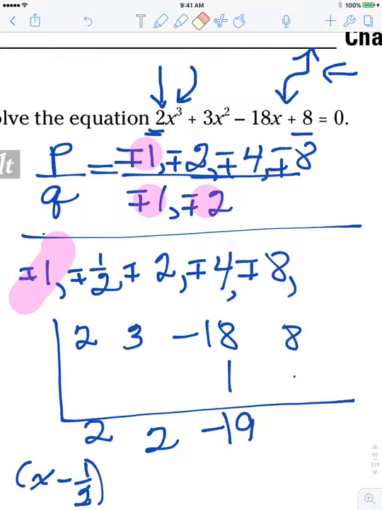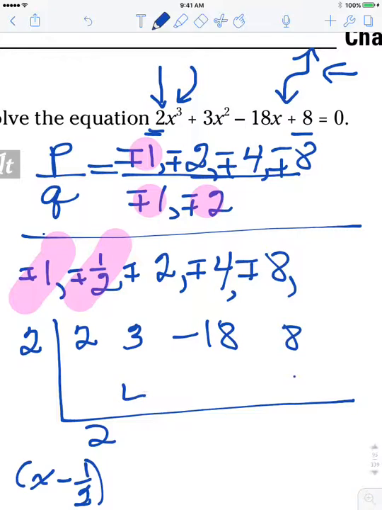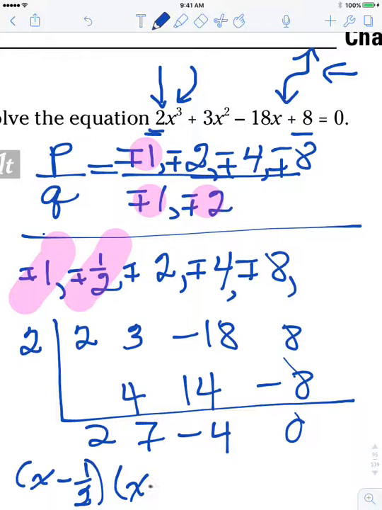Okay. Let's try our hand at positive 2. All right, so we're done with the 1/2. And you don't have to go in order, I'm just going in order. I'm going to try positive 2. All right. 2 times 2 is 4. This gives me 7. And this gives me 14. And this gives me -4, -8. Look at that. It worked. So 2 is a 0. So x minus 2 is a factor.